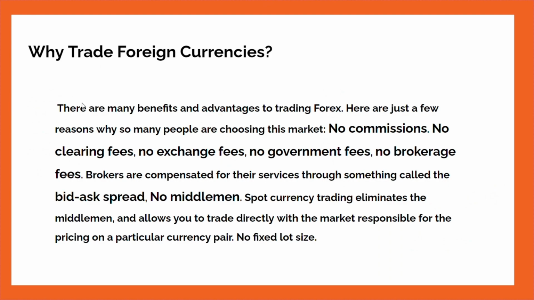So now, why are we trading the Forex markets? There are a lot of benefits and advantages to trading Forex. So I'm going to tell you some of these advantages. There are no commissions, no clearing fees, no exchange fees. Well, there are some brokerage fees for some brokers depending on your broker, but most brokers are compensated for their service through something called the bid and the ask spread. Now, what is a spread? A spread is the difference between your buy and your sell. I'm going to explain this soon, so I don't want you to get confused at any part of this video.